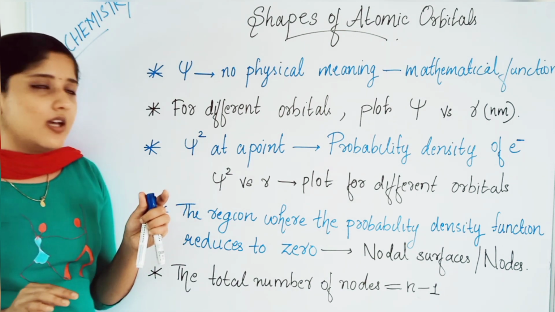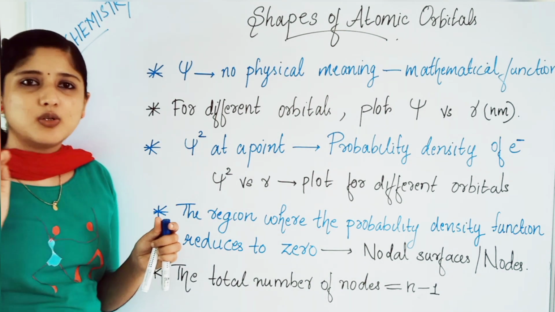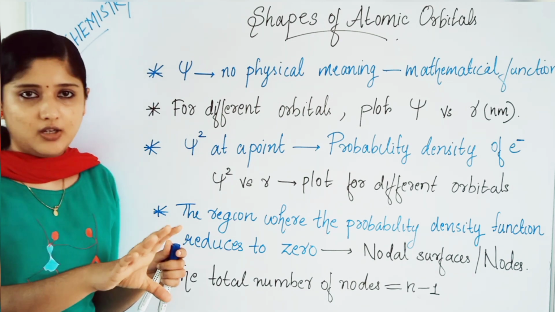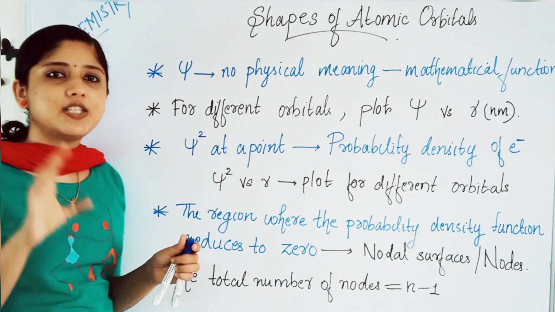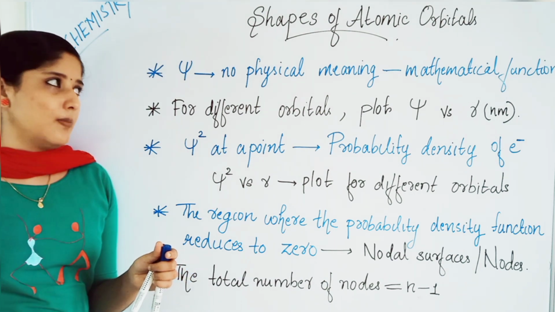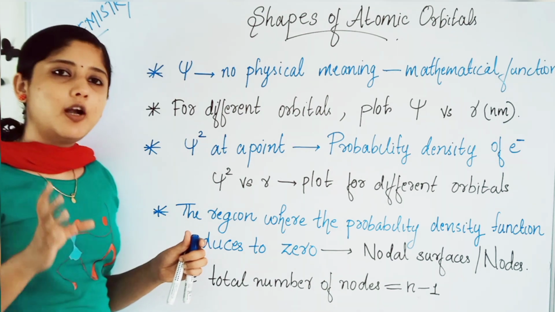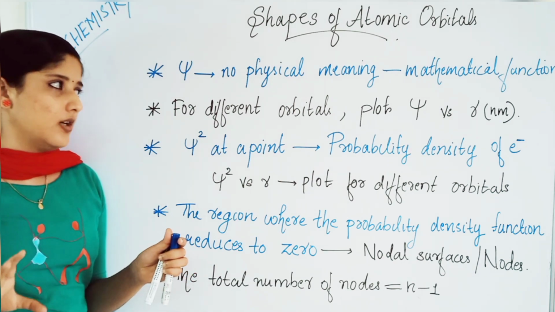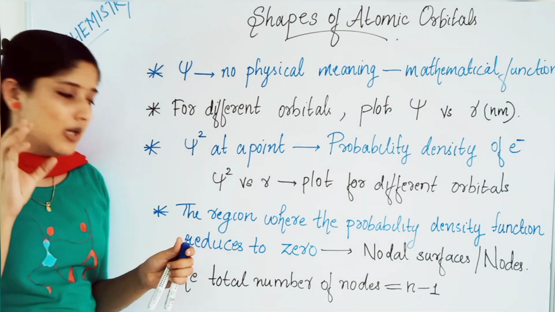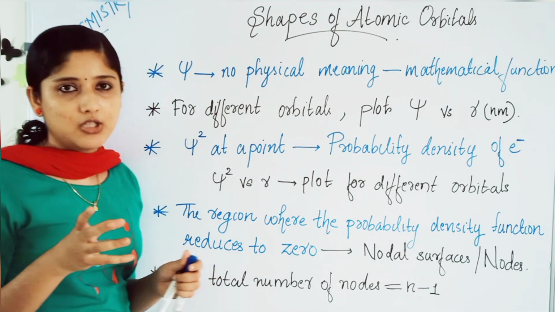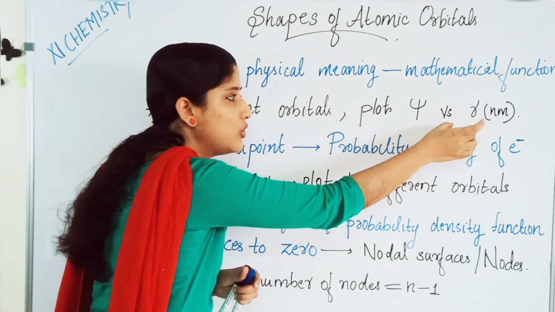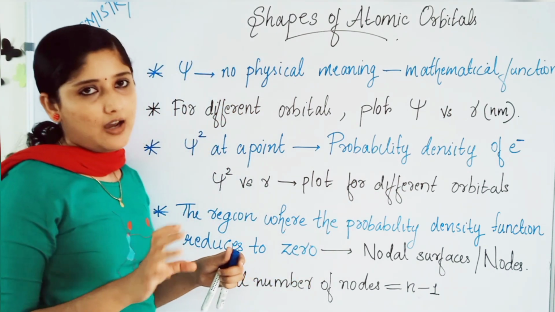Okay, psi is usually a mathematical function and has no real physical significance. It is a wave function, and the solution of H cap psi equals E psi will give you the energy values. That much only. For different orbitals, we can plot psi, the wave function, versus radius. The radius of an atom is usually measured in nanometers, isn't it? We can plot psi, the wave function, against radius as a graph.